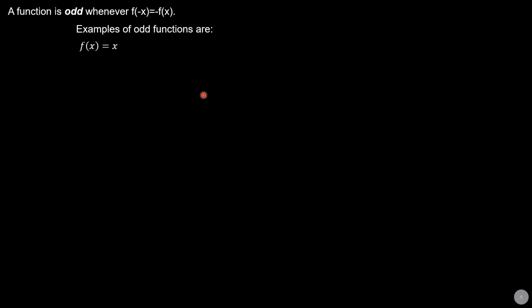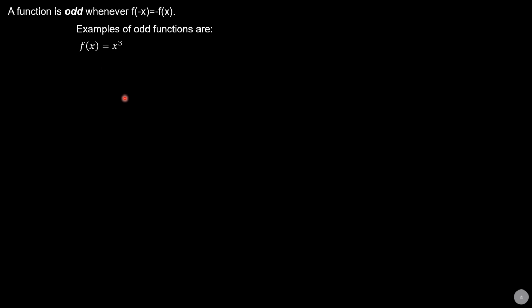We define an odd function as one where, when x is replaced by negative x, the function becomes the negative of the original. That is, f of negative x is equal to negative of f of x. Examples of odd functions are f of x equals x cubed, so that when you replace x by negative x, it becomes negative x cubed.